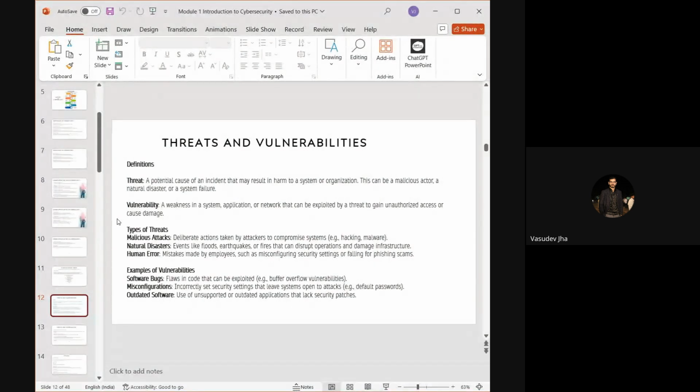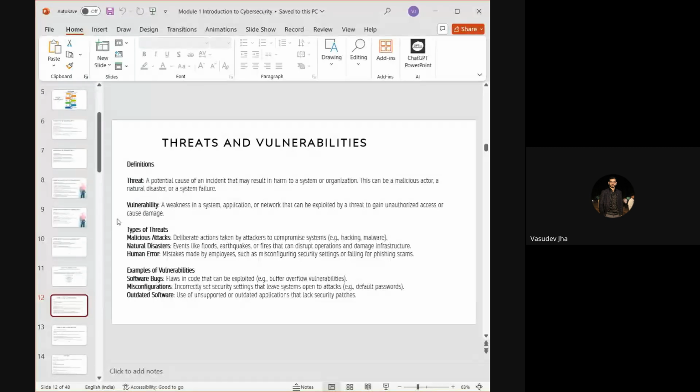A threat is a potential cause of an incident that may result in harm to a system or organization. It's a potential cause. If we have a threat, that doesn't mean it is going to happen. It may or it may not, so there is a probability of that. That is a threat.